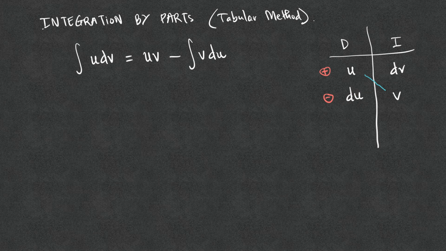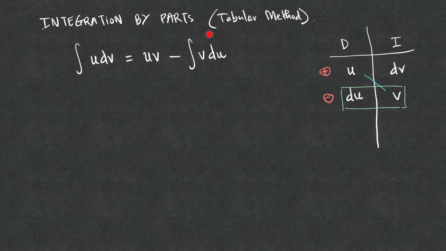And so in the integration by parts formula, there are two terms after the equal sign. The first term, uv, is the product diagonally, u times v, and the second term, the one with the integral sign, is the product of v du.